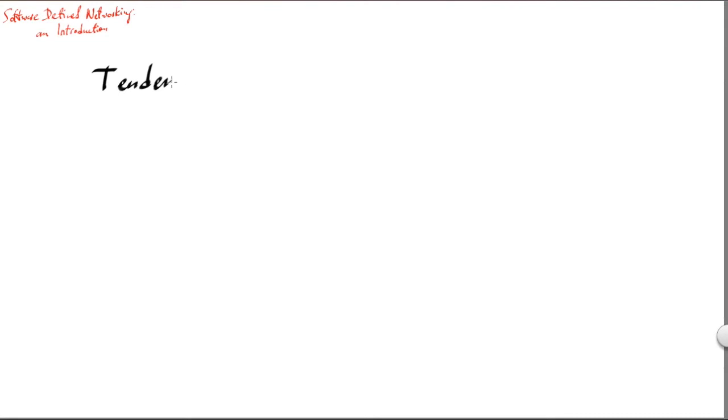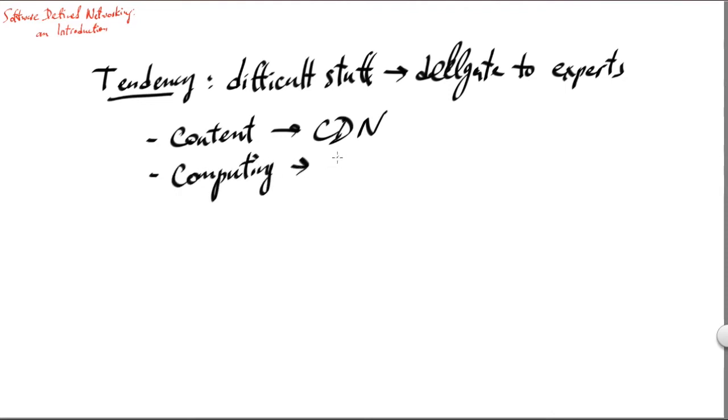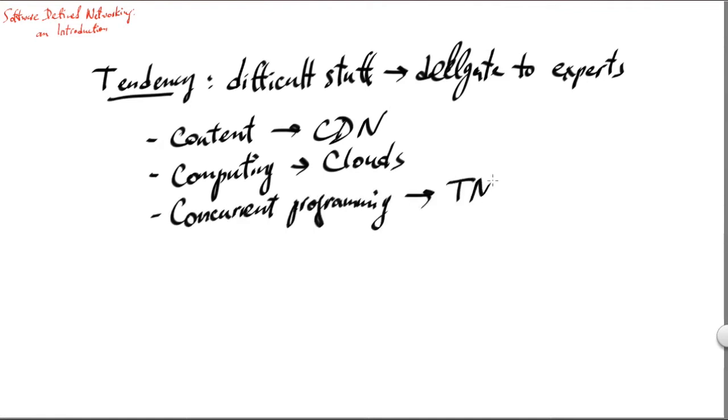So there is a universal tendency. Whenever you have difficult stuff to deal with, you delegate it to the experts. For example, if you have some massive content, you send it to the content distribution networks. When you have a lot of computation to perform, you delegate it to the clouds. When you have to deal with concurrent programming, you try to use transactional memory, which was carefully crafted and prepared in advance by experts in concurrent programming, so that it makes your life easier.